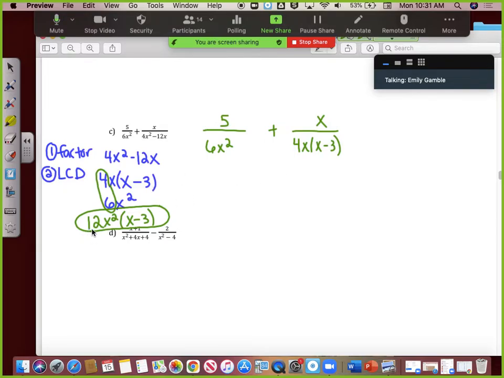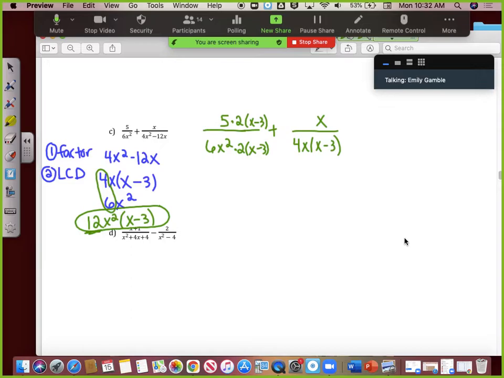Looking at it separately as the 12 and then the x squared and the x minus 3, I know that I need to take this fraction here and multiply it all by 2 since I'm trying to get the 6 to turn into 12. So I know it's going to have to be multiplied by 2. And this denominator already has the x squared, so I don't have to worry about that. But I need to take this entire denominator and also multiply it by x minus 3 so that it turns into 12x squared times x minus 3.